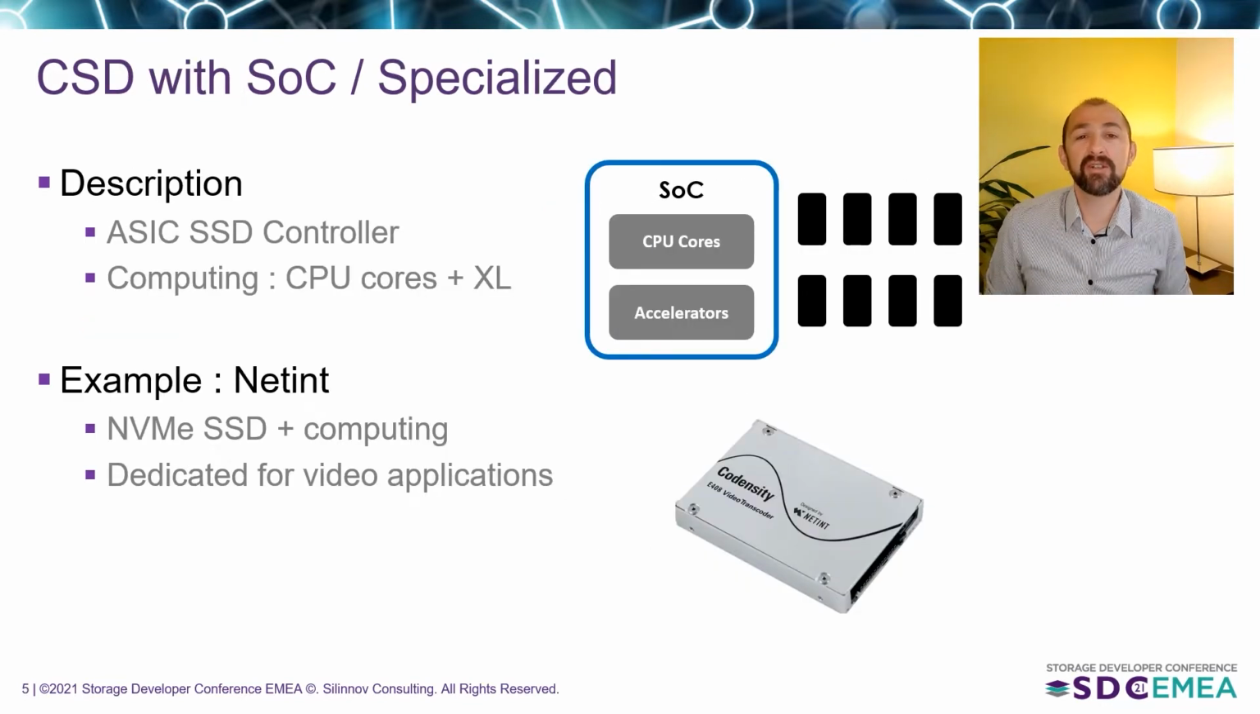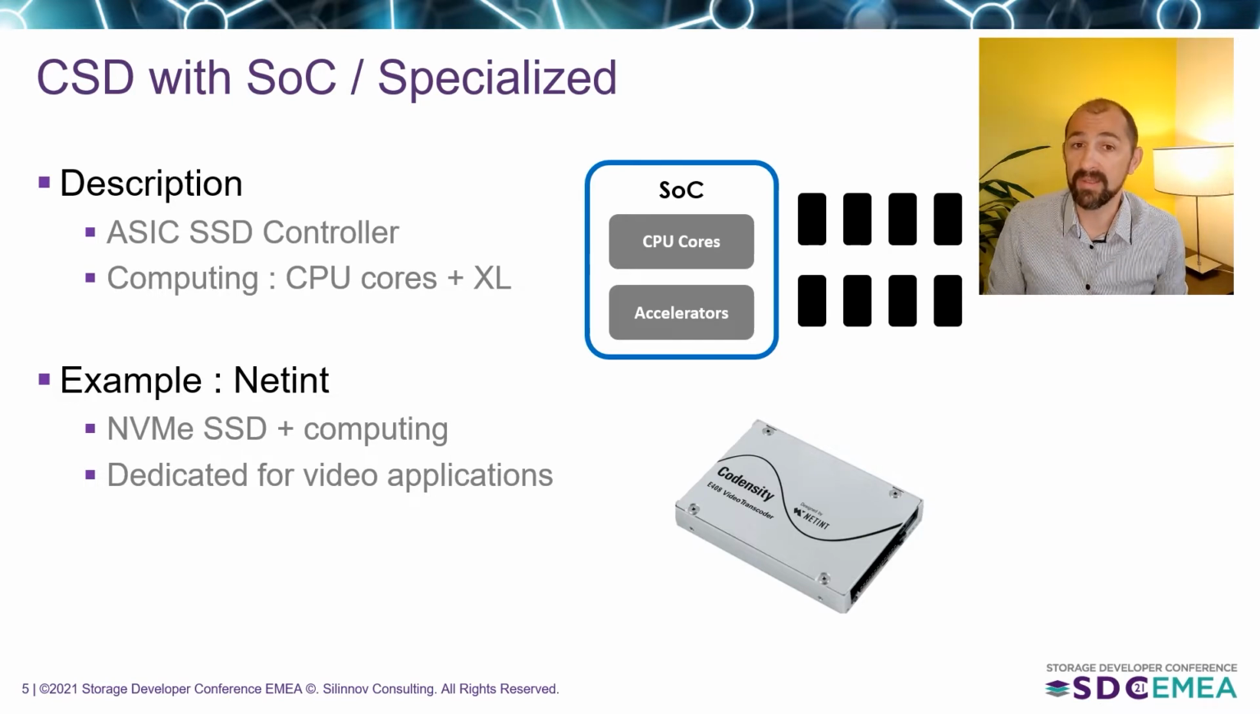This first technology description is a CSD with a system on chip for a specialized function. In terms of architecture, it is based on a custom system on chip, and this controller integrates both storage and computing capabilities. On the storage side, that comes with NVMe and the NAND flash channels, and FTL or error correction code as well. On the computing side, it is based on a multi-core architecture with optional hardware accelerator.